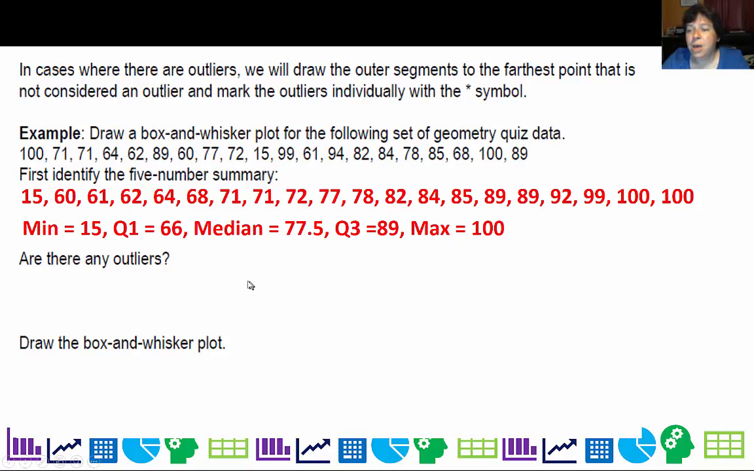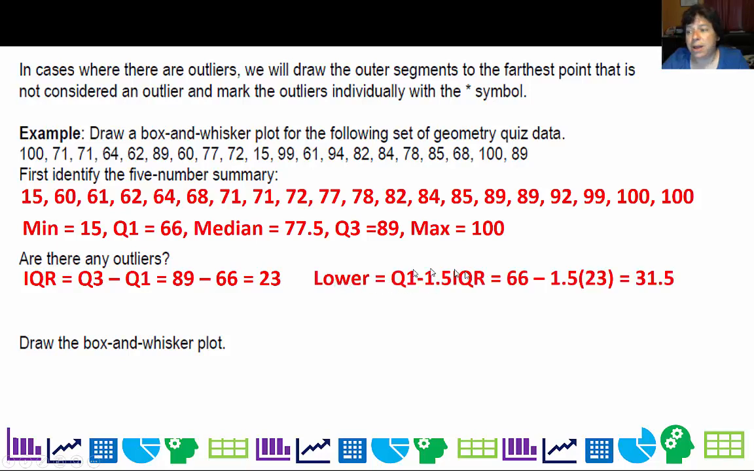Are there any outliers? Well, let's go ahead and figure out our IQR. It's 23. My lower boundary for outliers is Q1 minus 1.5 times IQR, or 31.5, all right? My upper one is I add that 1.5 IQR to Q3, and I get 123.5. So the only thing that could be an outlier is right here, this 15, because it's actually outside of this range, so it's an outlier.